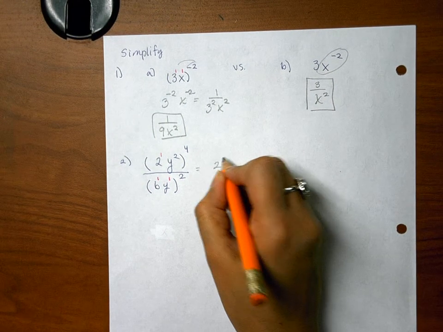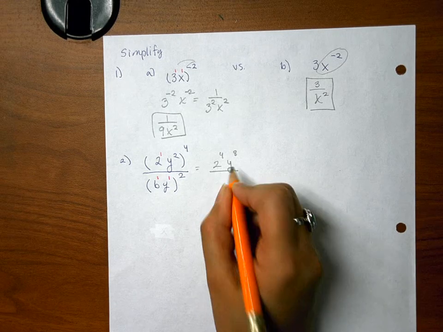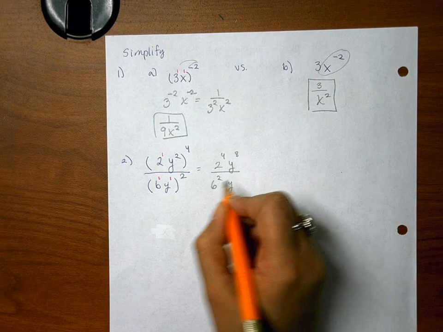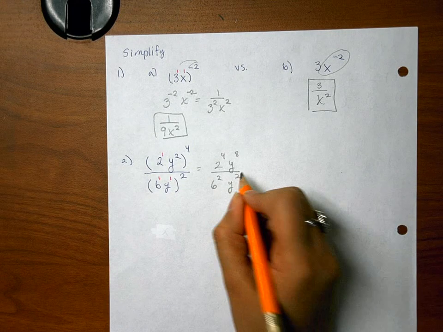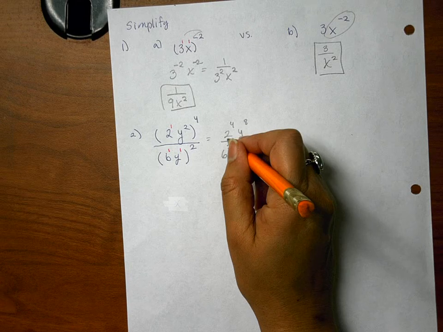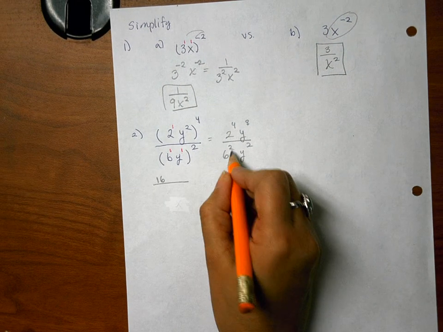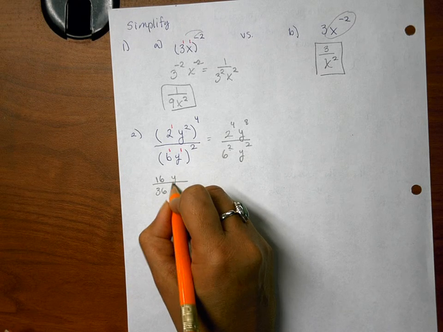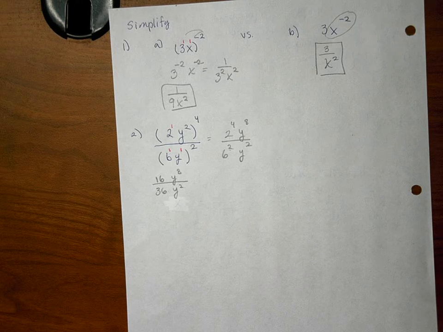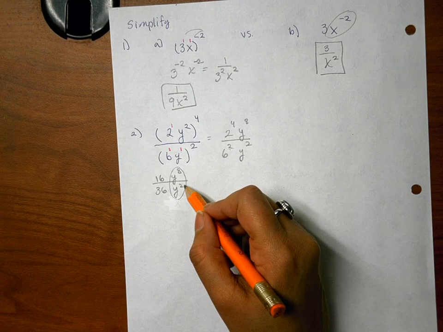Okay, so I end up with 4 times 1, not 4 times 2. So 2 raised to the 4th power, y raised to the 8th power, over 6 is going to stay 6, and I do 2 times 1 is 2. Y is going to stay y, and 2 times 1 is 2. I'm going to simplify. 2 to the 4th power is 16. 6 squared is 36. Y to the 8th, y squared.